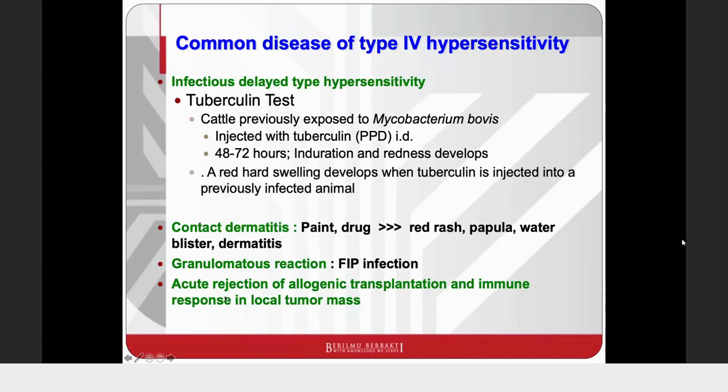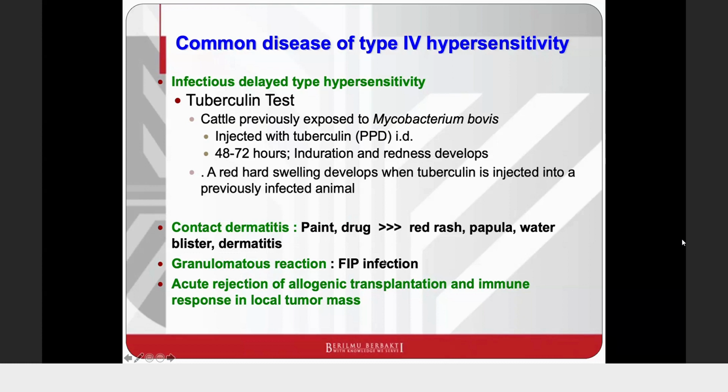Just now I already mentioned contact dermatitis. These are probably in humans, but probably also in some animals. I know that some animals are sensitive to detergents. For example, if you mop the floor with some detergent, some animals can develop dermatitis because of this type 4 hypersensitivity. All right, and then you have granulomatous reaction, FIP infection.